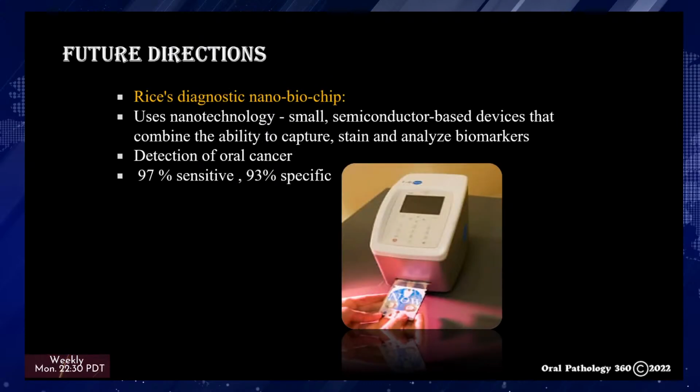Future directions. A new generation of programmable diagnostic devices has begun, which is taking the advantage of information generated from the study of genomics, proteomics, metabolomics, and glycomics. This biochip uses nanotechnology and has been used in the detection of oral cancer.